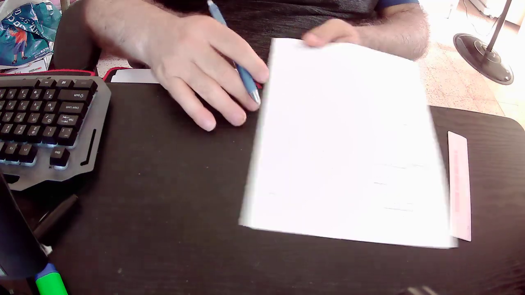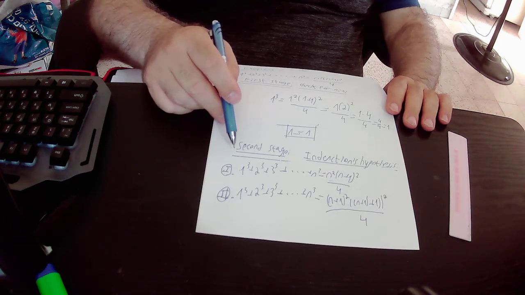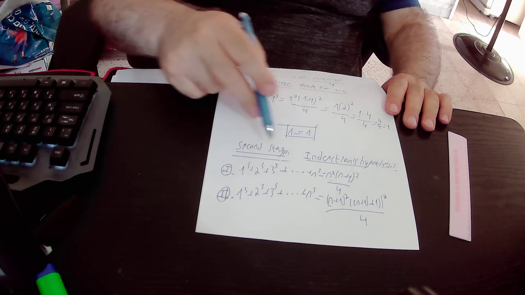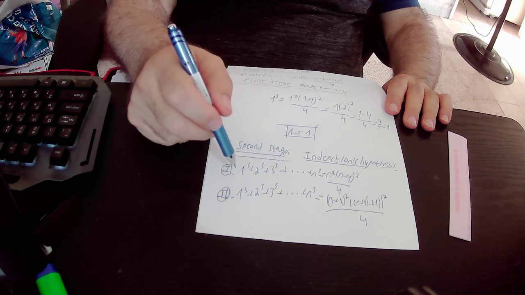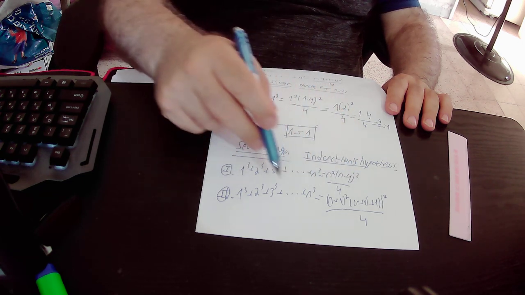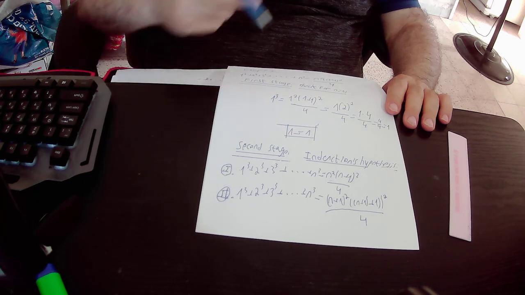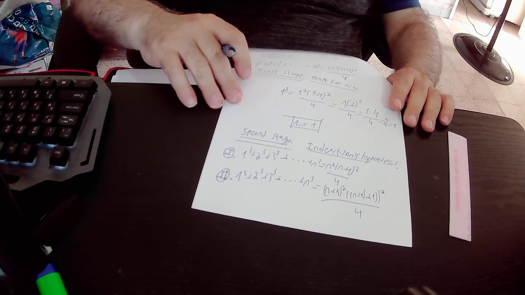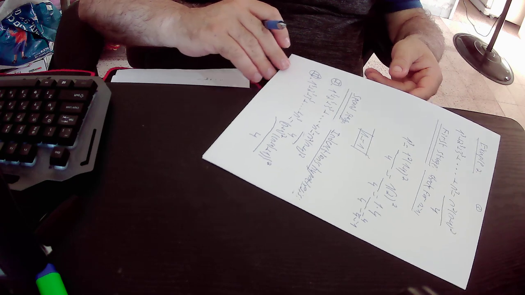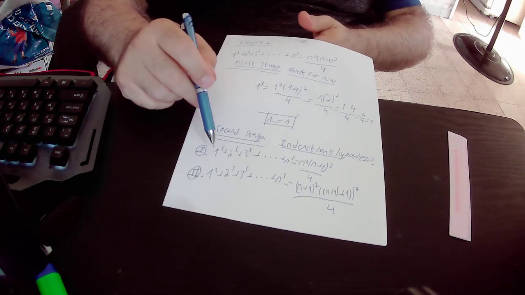So we assume that the first equation is true, it is an expression for n, and we will have to prove that the second expression for n plus 1 is also true. Okay? One minute, please. Actually, I made a mistake in the second expression.